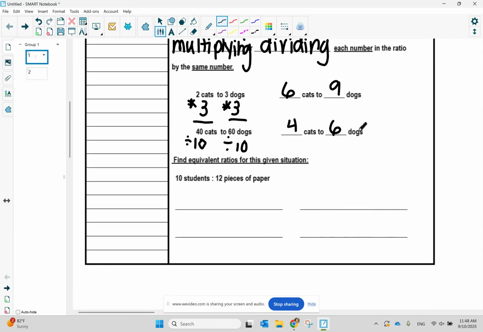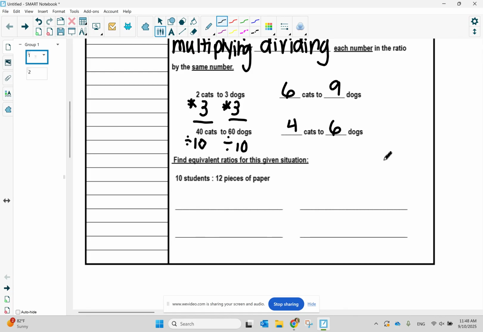I want you to take a minute, pause the video, and list as many as you can think of. I've got 4 lines here, so please try to come up with 4 equivalent ratios for this situation: 10 students, 12 pieces of paper. So pause the video, go ahead and write down some equivalent ratios. You can either multiply or divide to find those.